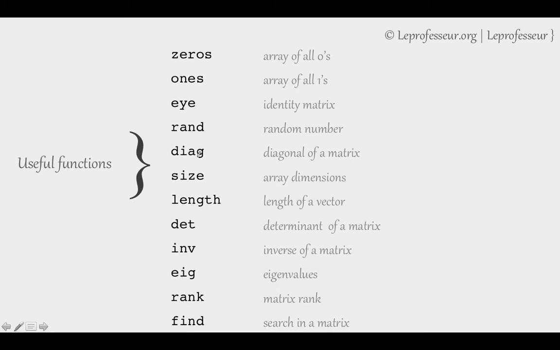Diagonal of a matrix, DIAG. Size, what is the dimension of the matrix. Length, what is the length of a vector. Determinant of a matrix by DET. Inverse, what is the inverse of a matrix. Eigenvalues of a matrix you can get by the EIG function. Rank, what is the matrix rank. Find, if you want to perform a search in a matrix. Okay, there are more useful functions.